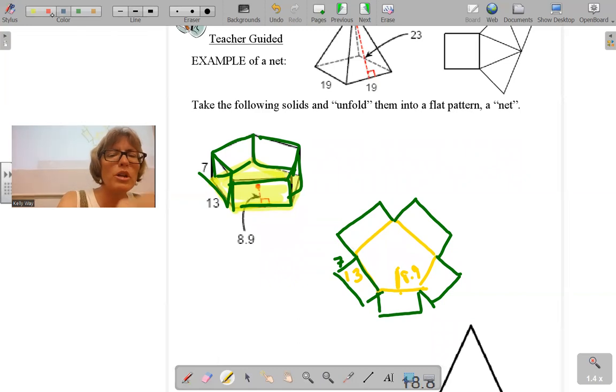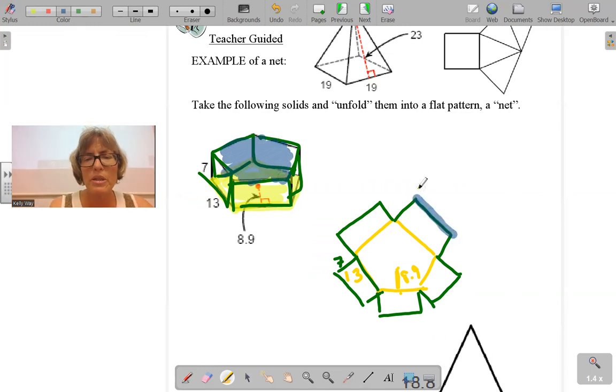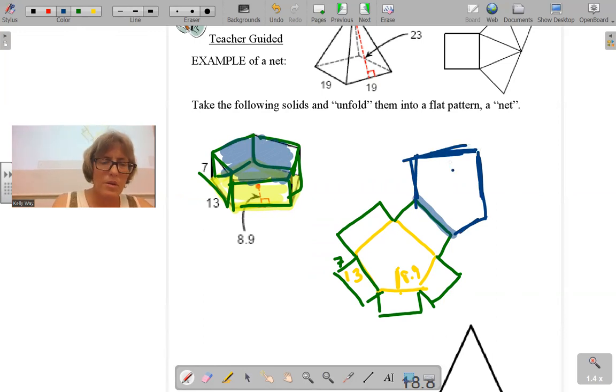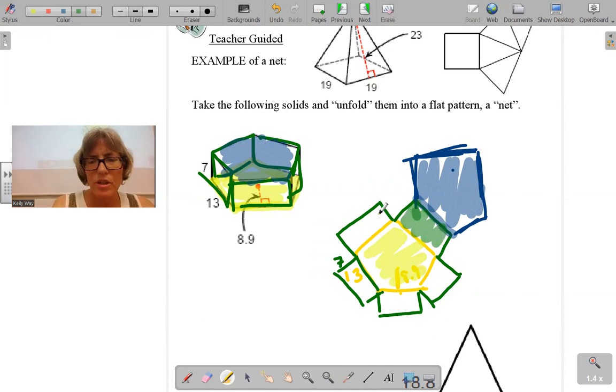And then it doesn't matter which rectangle you attach to, but then attached to one of them, if you were to fold it, would be yet another pentagon. That would be your top. So this would be your net of that solid. It's the wrapping paper, if you will.